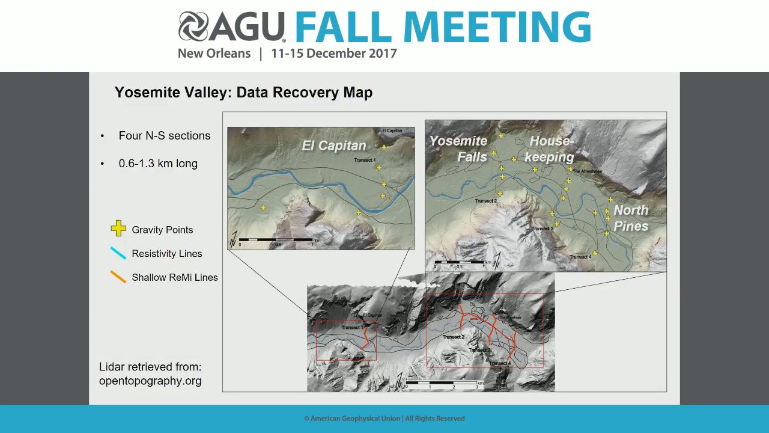So here's a map of all our different transects. We did one from the base of El Capitan down. All these are north-south because the valley runs east to west. So for deep REMI, we did a transect at El Cap, a transect from Yosemite Falls down, and one at Housekeeping and North Pines. So our deep methods were performed at all 4 of those, and then our shallow methods were only performed at El Cap, Yosemite Falls, and Housekeeping.